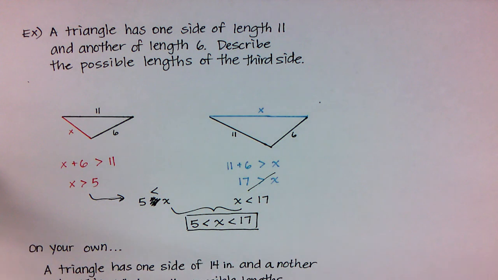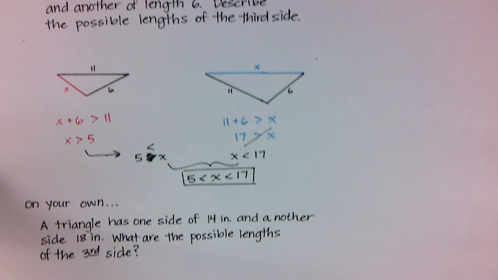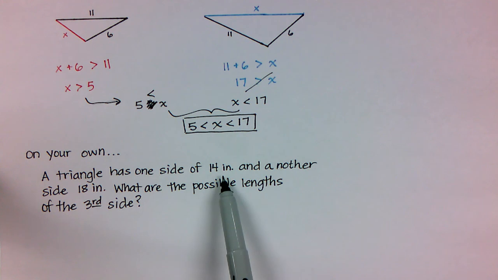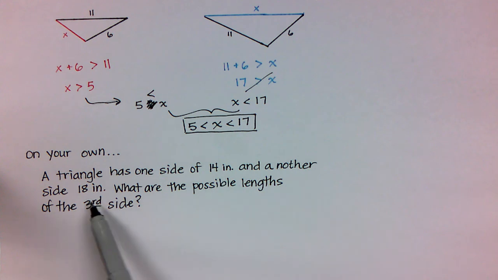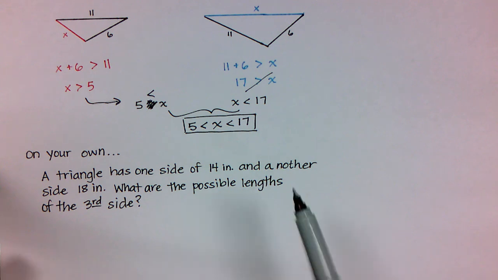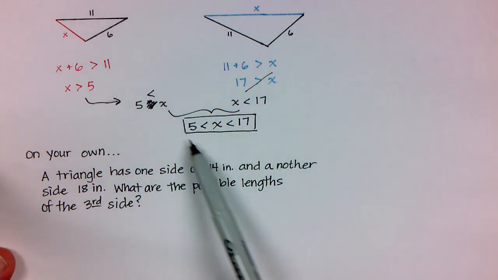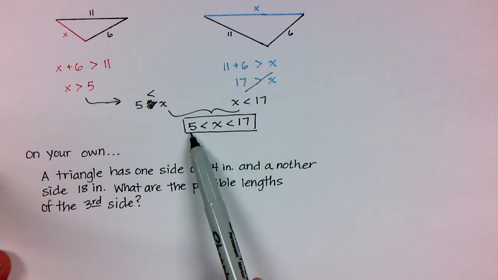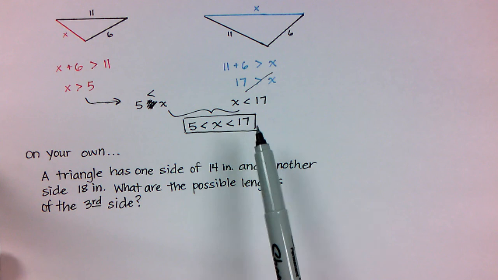So on your own, I just want you to try a problem very similar to this. This triangle has a side of 14 inches and another side of 18 inches. What are the possible lengths of the third side? When you write your final answer, I want you to write it just like this, as a compound inequality with x in the middle and the lowest value all the way to the highest value on the right.